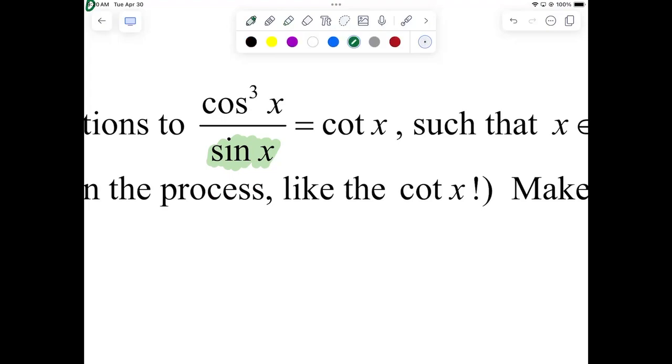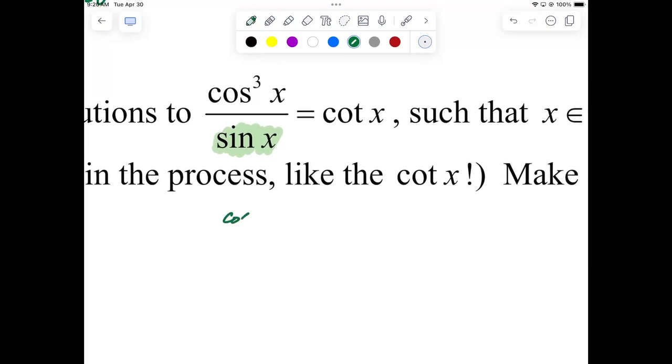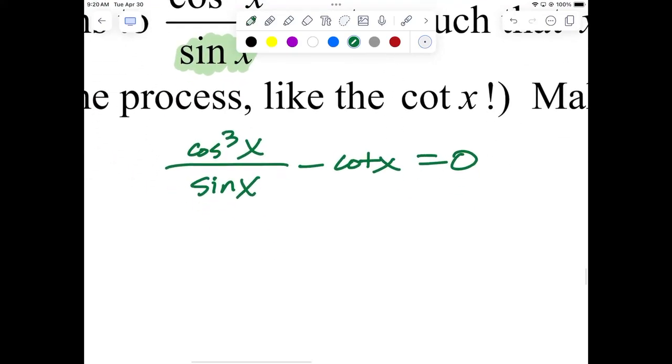So here's what you do. If you have things on both sides, your first step should be like what we did in the previous problem: get everything on one side and set it equal to 0. Now, the goal of setting something equal to 0 is to factor it. And the first rule of factoring is to look for a common factor. Do we have any common factors yet? No, we don't.